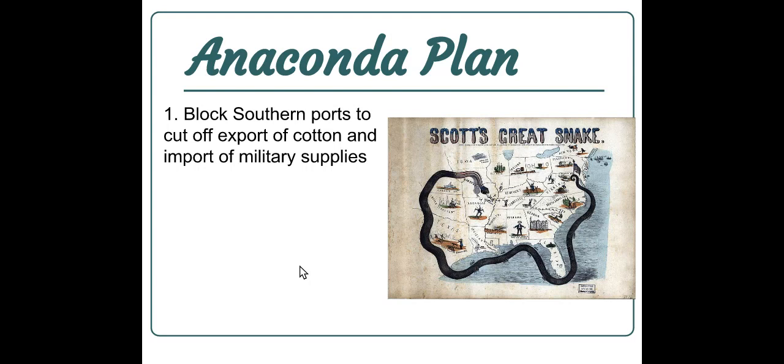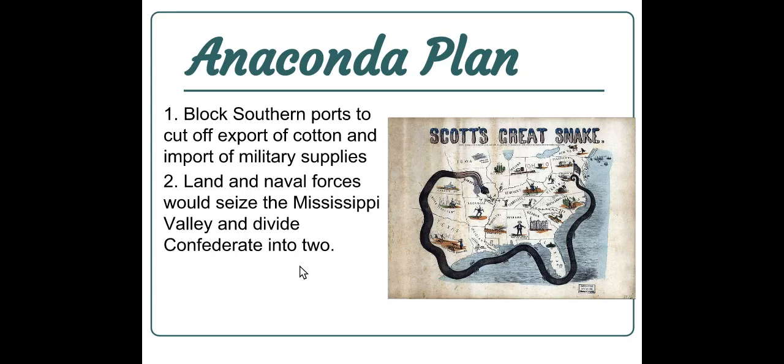So the first thing that the plan proposes is to have a blockade of the southern ports. And what we're going to try to do is cut off the exporting of cotton because that's their major source of income at this time, and any military supplies that may come in. The second thing we want to do is divide the Confederacy into two. So we want to advance down the Mississippi River, and the blockade would basically divide that Mississippi Valley into two. And they would have hopefully a hard time communicating with each other, and now they would have to fight a two-front war.